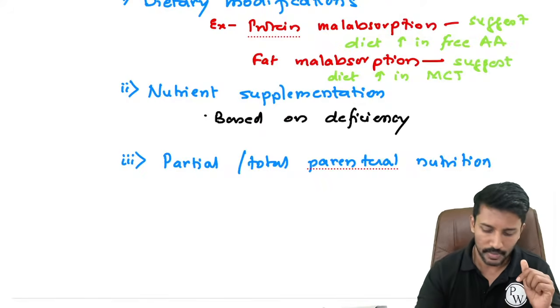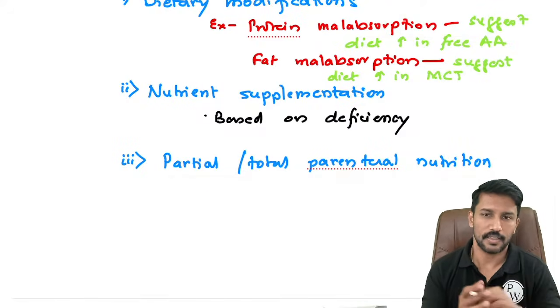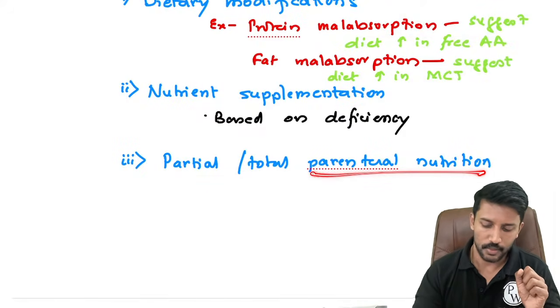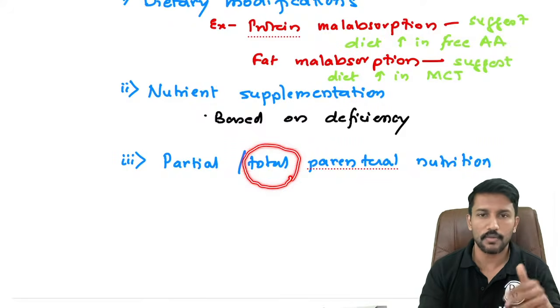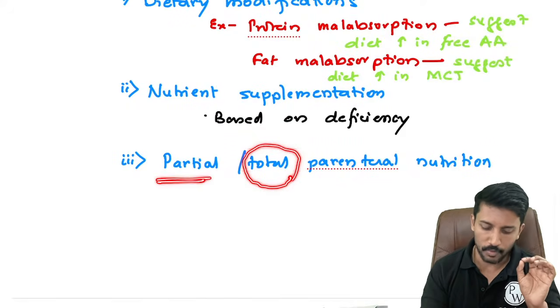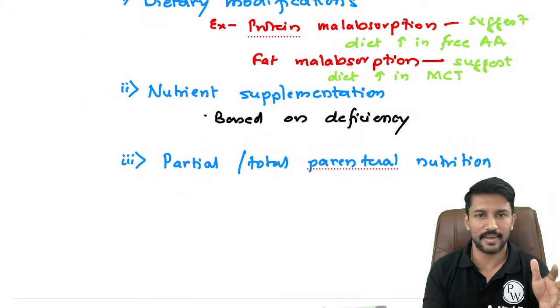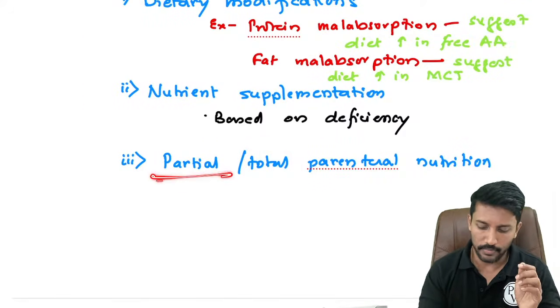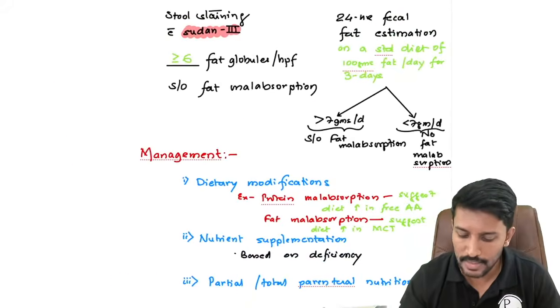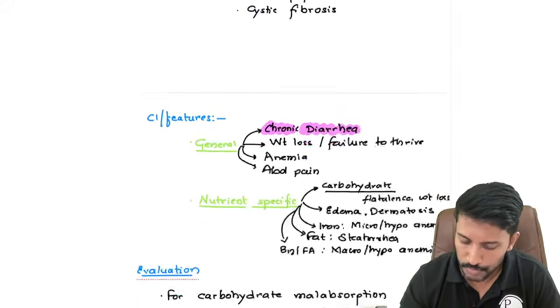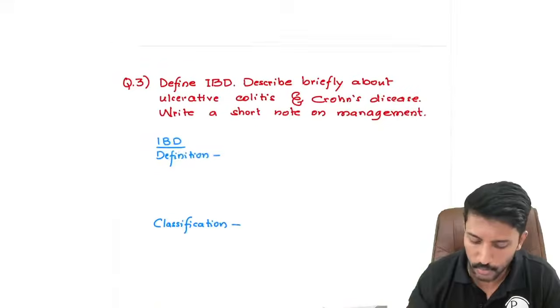First, we have to give them through injectable forms. That is what we call parenteral nutrition. If all the micro and macronutrients are coming from the injectable only, we will call it total. Or if some is coming from injectable and the rest is coming from the diet and oral supplementation, then we will call it partial parenteral nutrition. So that completes our description of malabsorption syndromes for a 5 to 7 mark question.